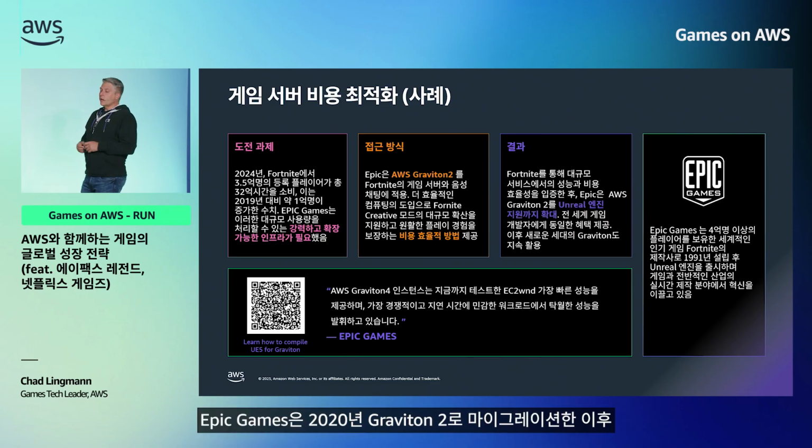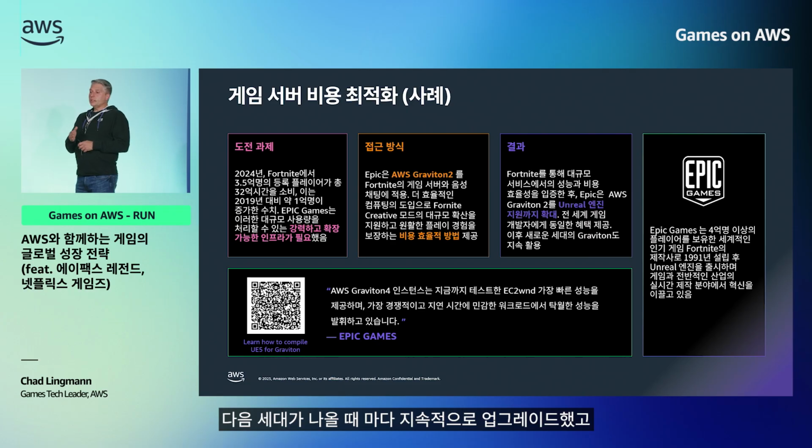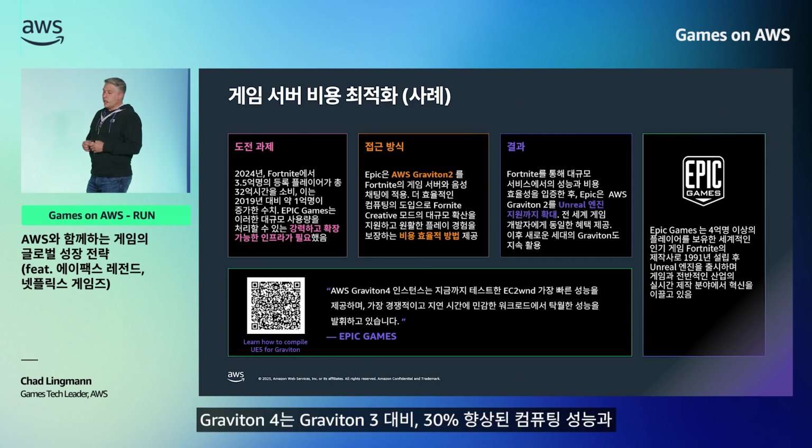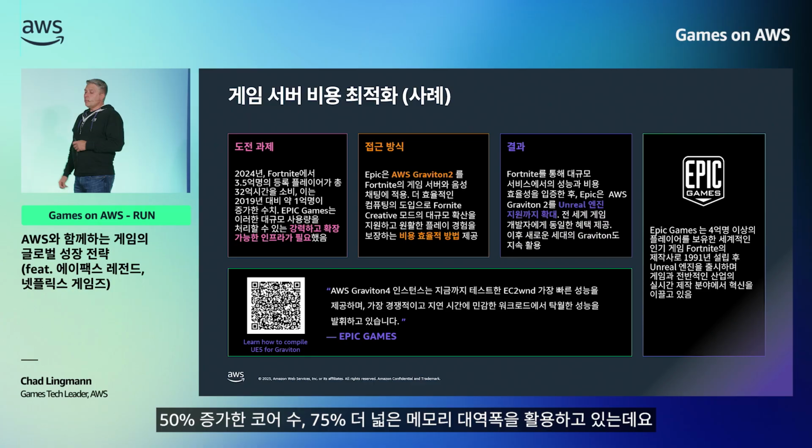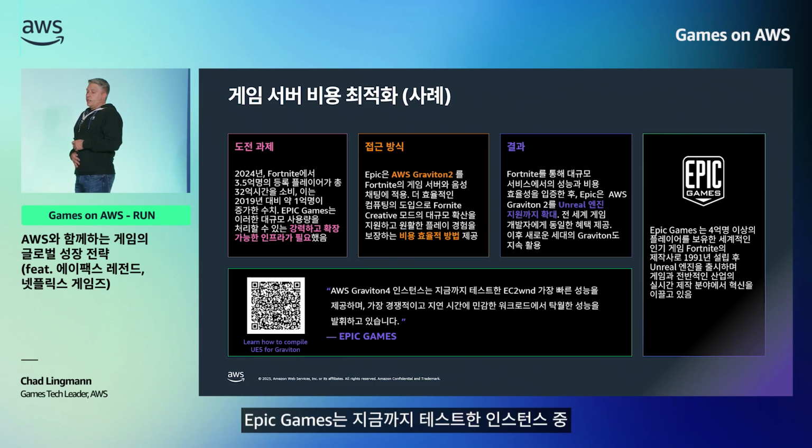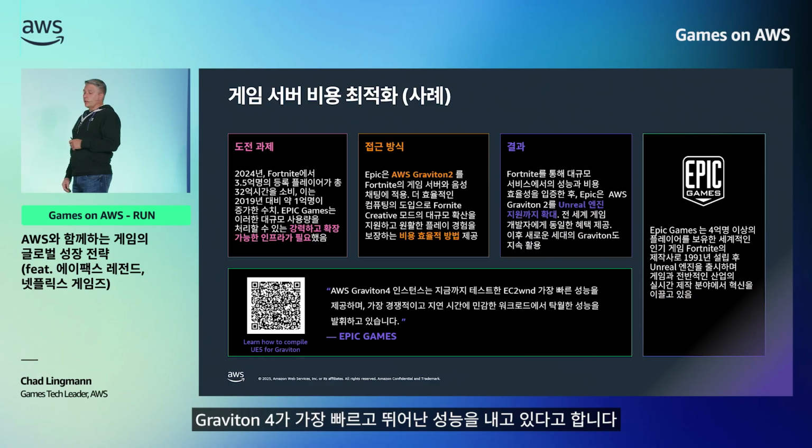Now, since their original migration to Graviton 2 in 2020, Epic has utilized each new generation, and now they're on Graviton 4. And they're taking advantage of that 30% better compute performance with 50% more cores and 75% more memory bandwidth over Graviton 3 processors. And they shared with us that their Graviton instances are the most performant and fastest instances that they've ever tested.